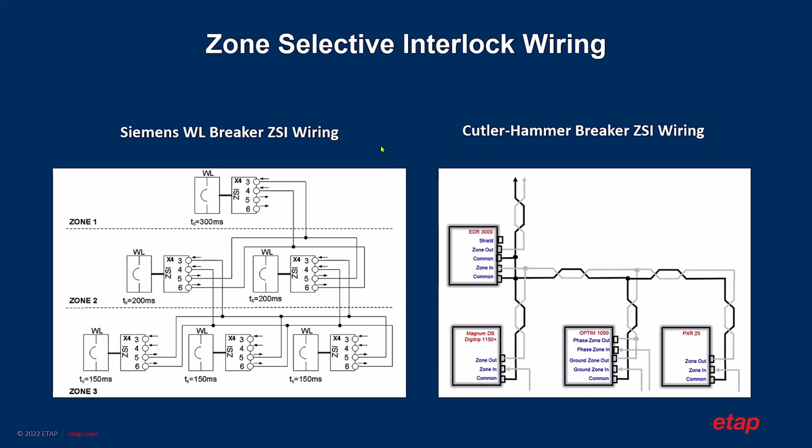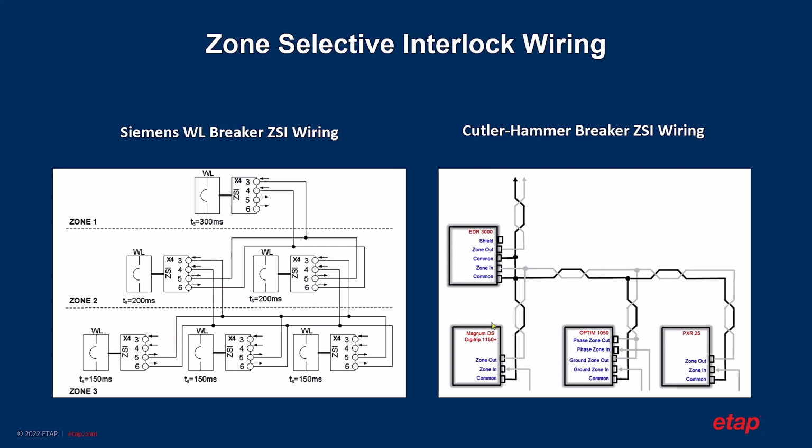So in this slide, we have two more examples for ZSI wiring. To the left, we have Siemens WL breakers, and we have 3 different zones, right? Zone 3, Zone 2, and Zone 1. And the breakers are interlocked between Zone 3, Zone 2, and Zone 1. And you can see the output terminals are connected to the input terminals.